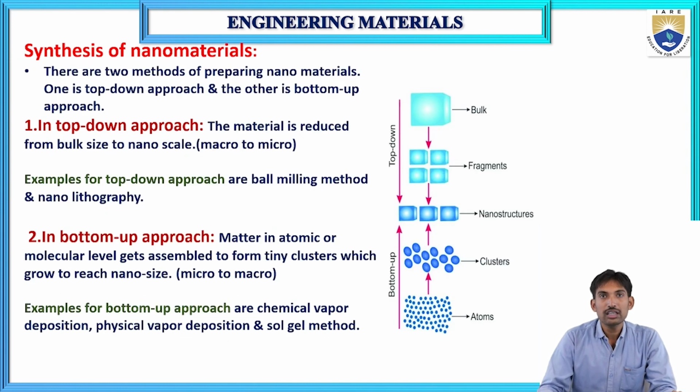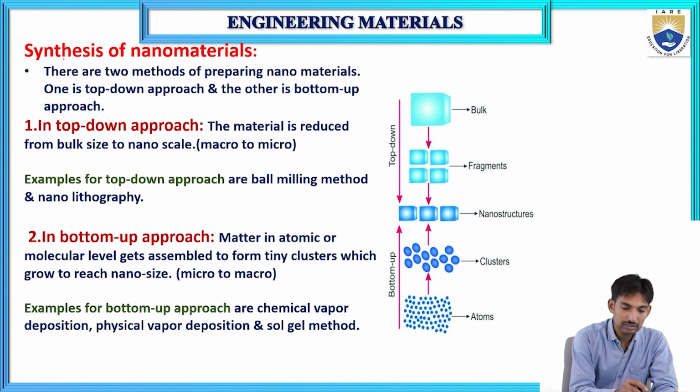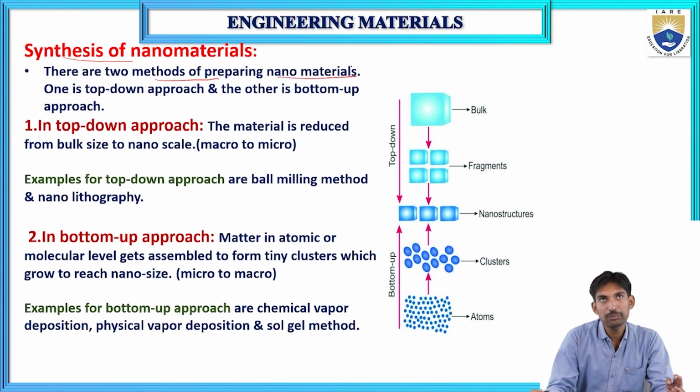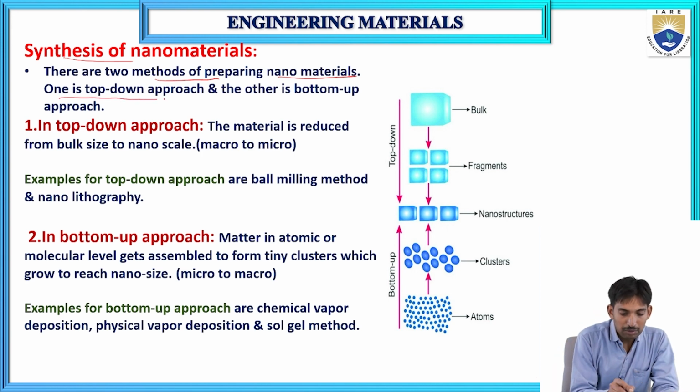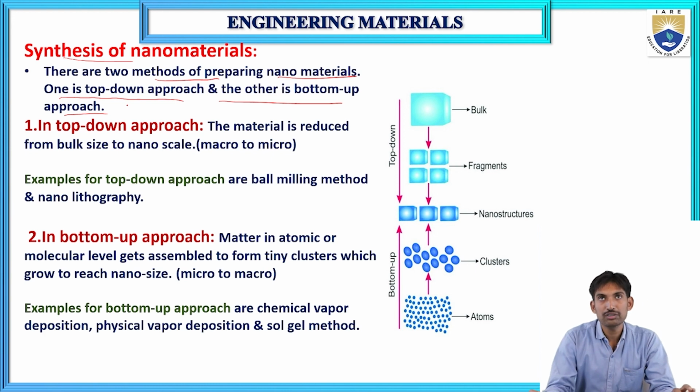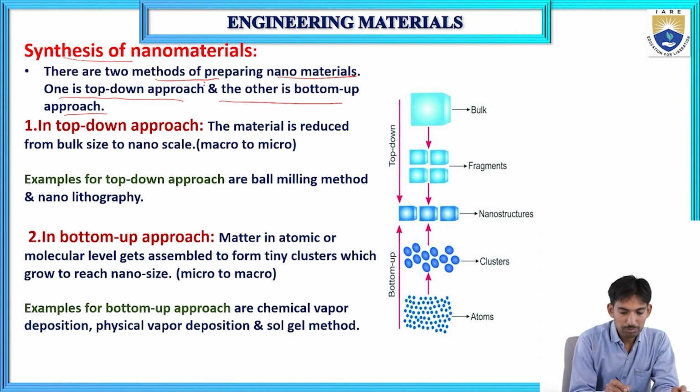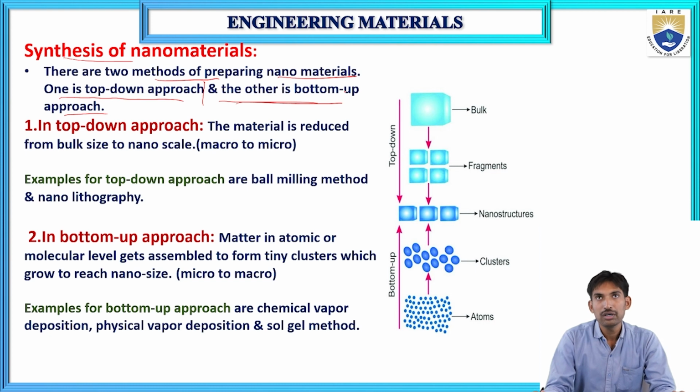Then synthesis of nanomaterials. How can we synthesize nanomaterials? Those small sized particles, of 1 to 100 nanometers, are called nanomaterials. There are two methods for preparing nanomaterials. One is the top-down approach and the other one is the bottom-up approach.